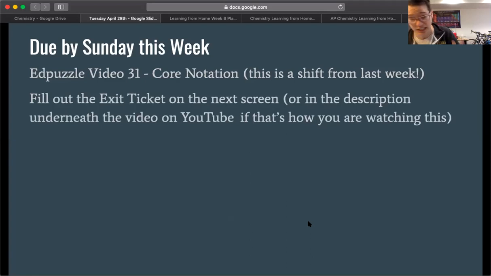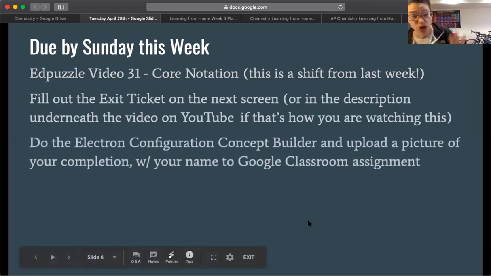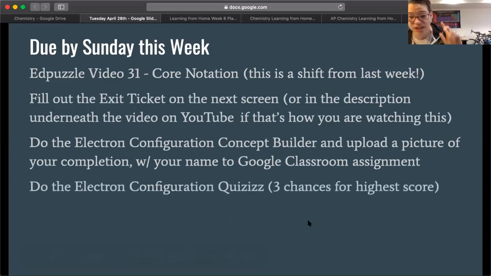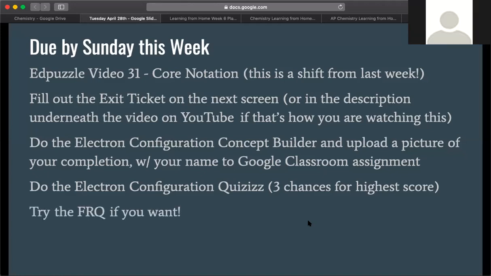I'm about to give you the exit ticket, which you're going to have to fill out. You need to do the Electron Configuration concept builder and upload a picture that has your name on it, which there's a space for when you do the concept builder, and upload that to the classroom assignment. Several people have already done this, so if you have questions about that, ask me, but the link is on Google Classroom, and then you need to do the quizzes, and that's it. We are done with submitting paper assignments. And then if you want to try the free response questions, you can. That's how I'm doing extra credit.